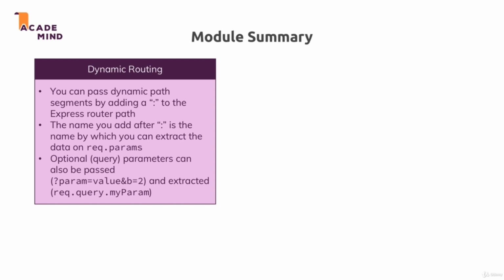These are the parameters you append with a question mark at the end of your URL, and you can have multiple ones separated with an ampersand. And you can extract these values with request query and then the name of your param. Now you don't need to register or name these parameters in your route registry. You totally don't add them there. You can just start extracting them. But since they're optional, you should also have a check in place to see if that parameter was passed in case you're depending on it.